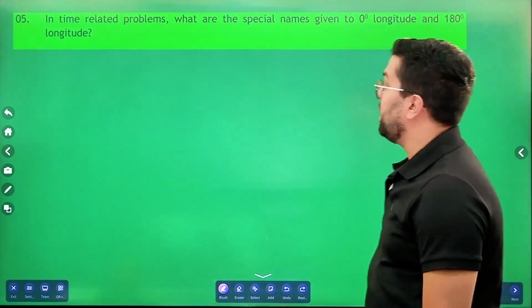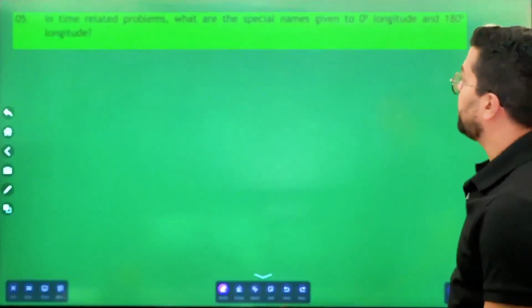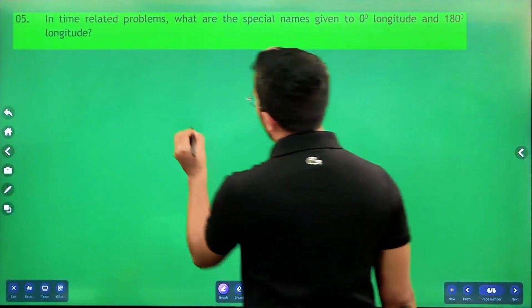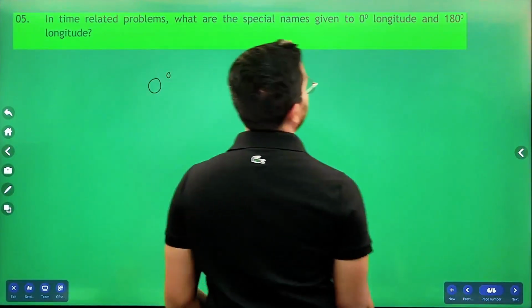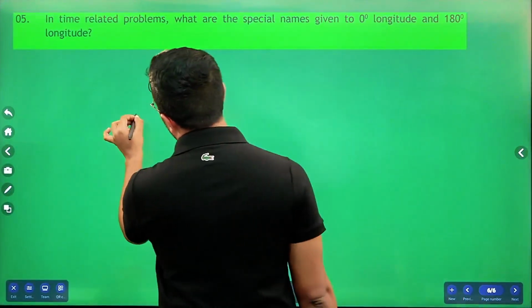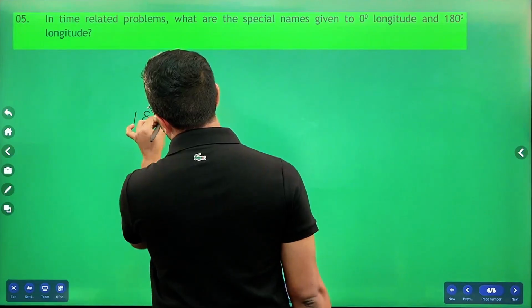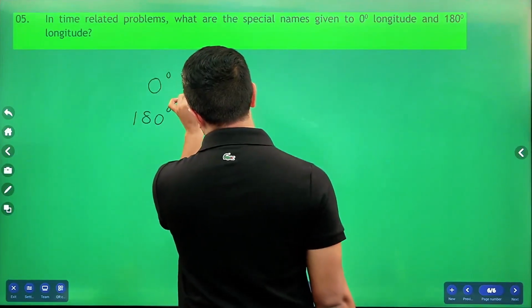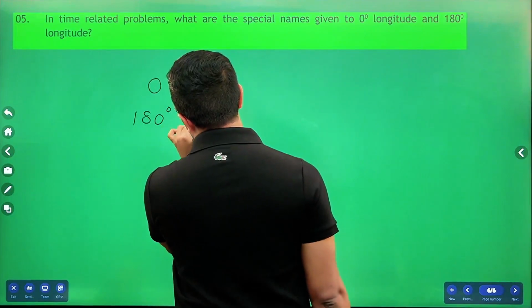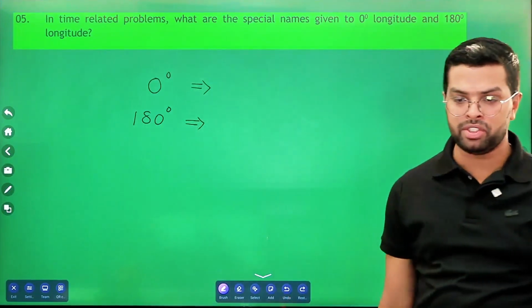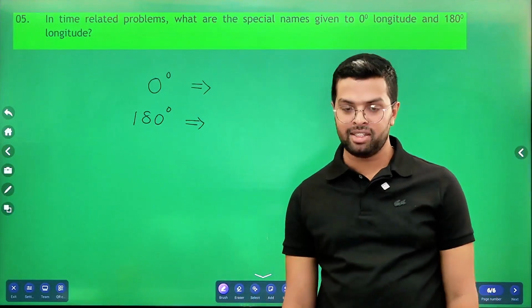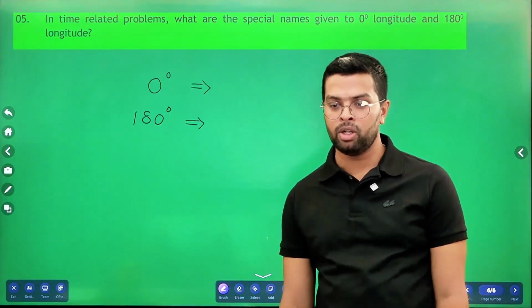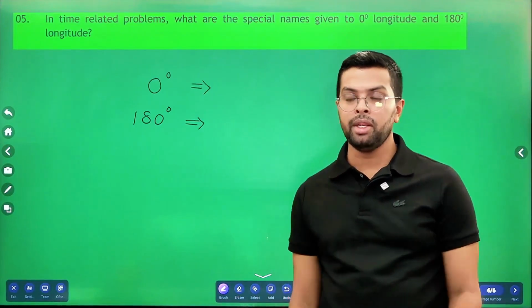In time related problems, what are the special names given to 0 longitude and 180 longitude? We have not completed this lesson for the moment, but just for your information, let me write the answers. Don't worry, we will be completing all the lessons before your exam.